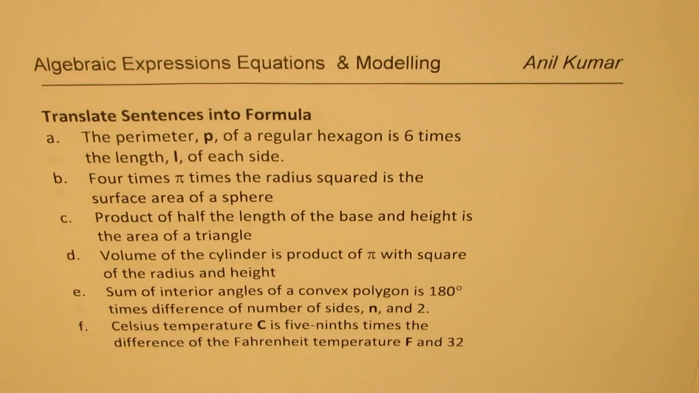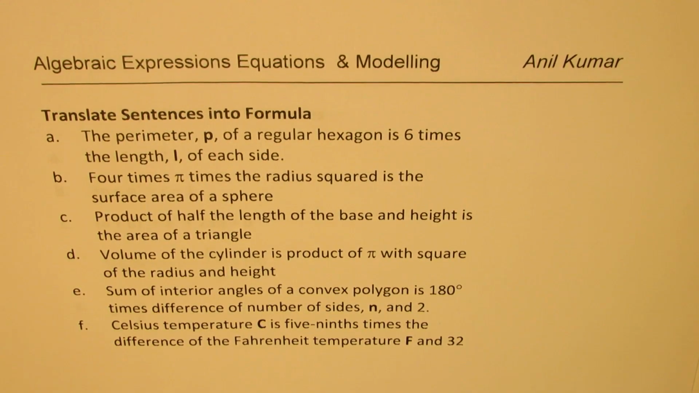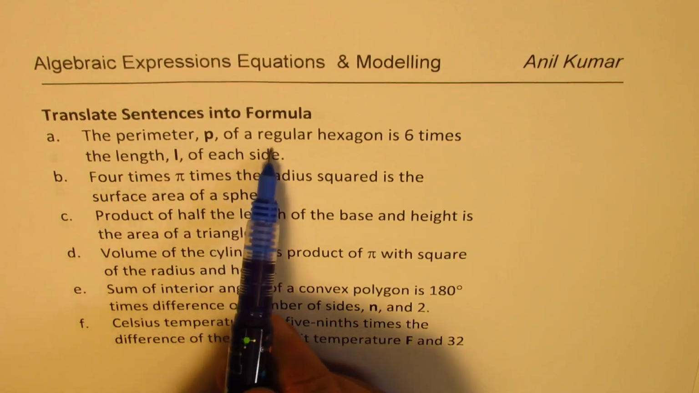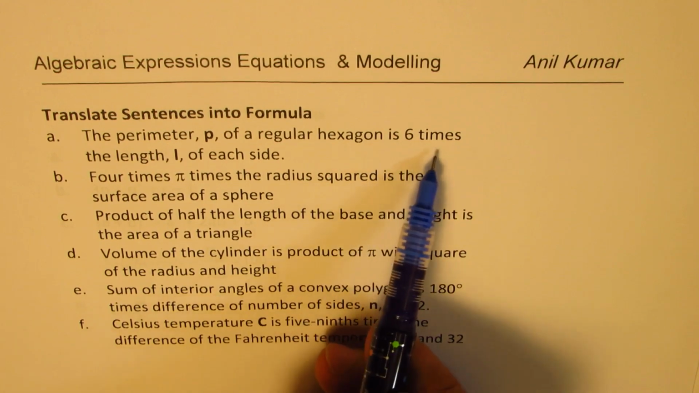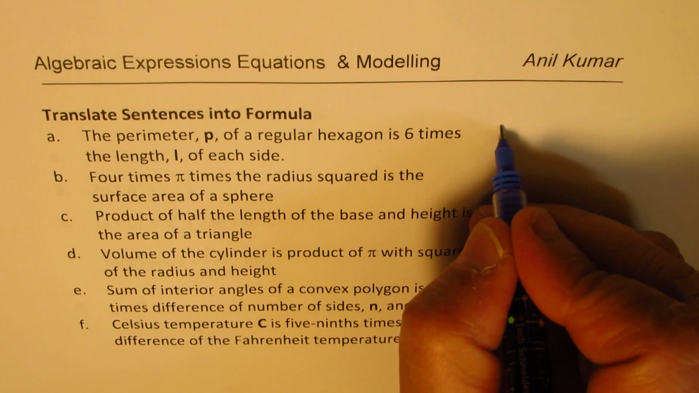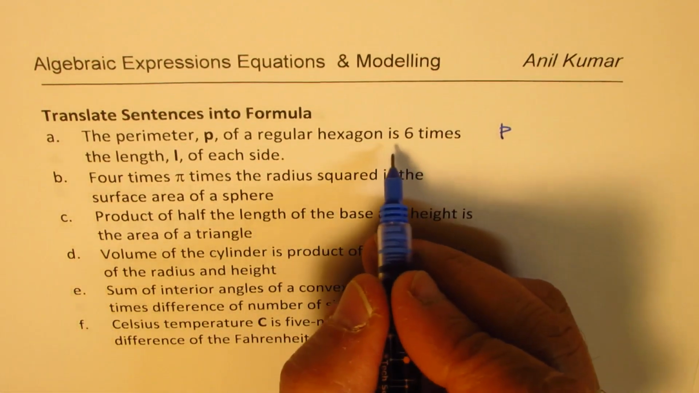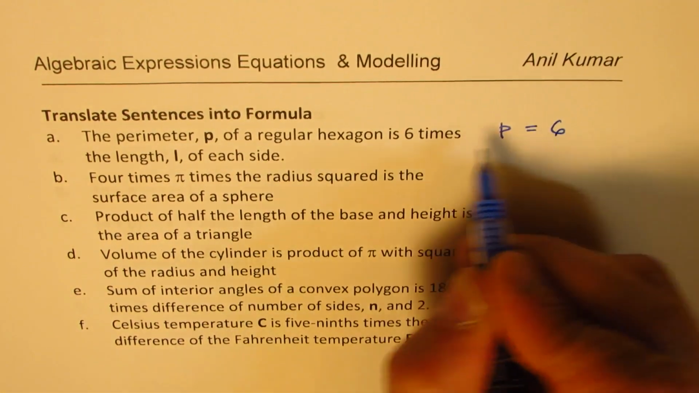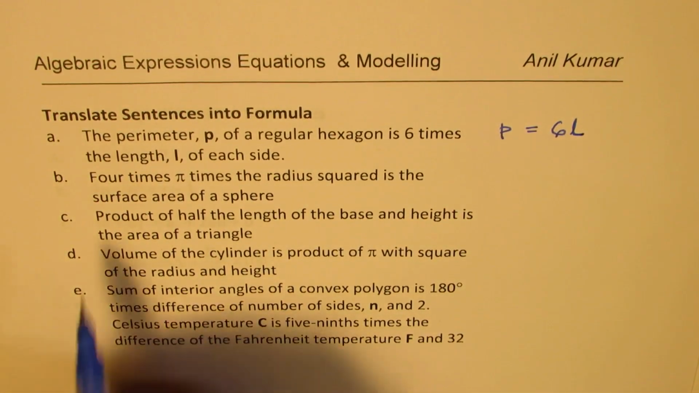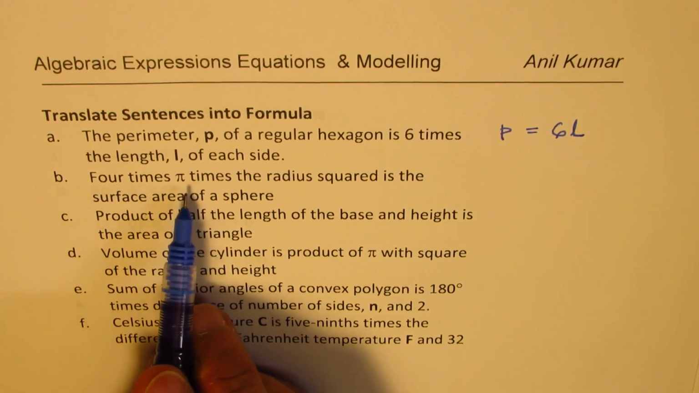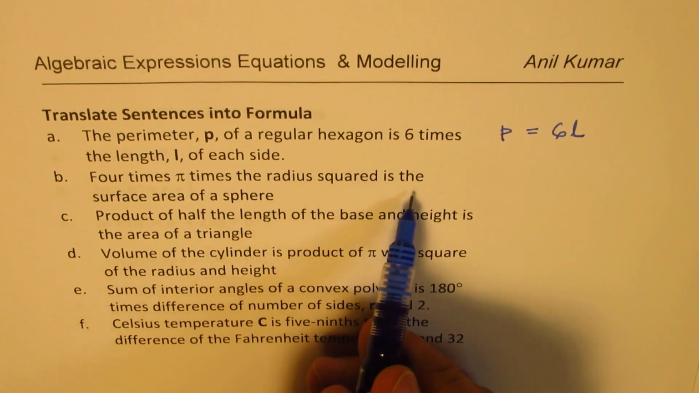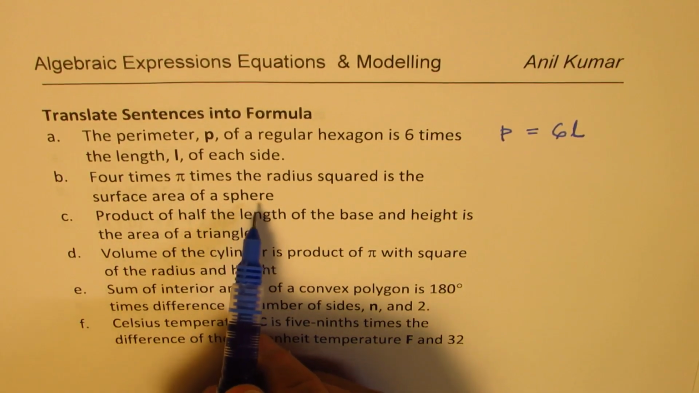Perfect. Now we are going to translate sentences into formulae. A. Perimeter P of a regular hexagon is 6 times the length L of each side. So perimeter P of a regular hexagon is 6 times the length L of each side. Got it? B. 4 times pi times the radius squared is the surface area of a sphere.